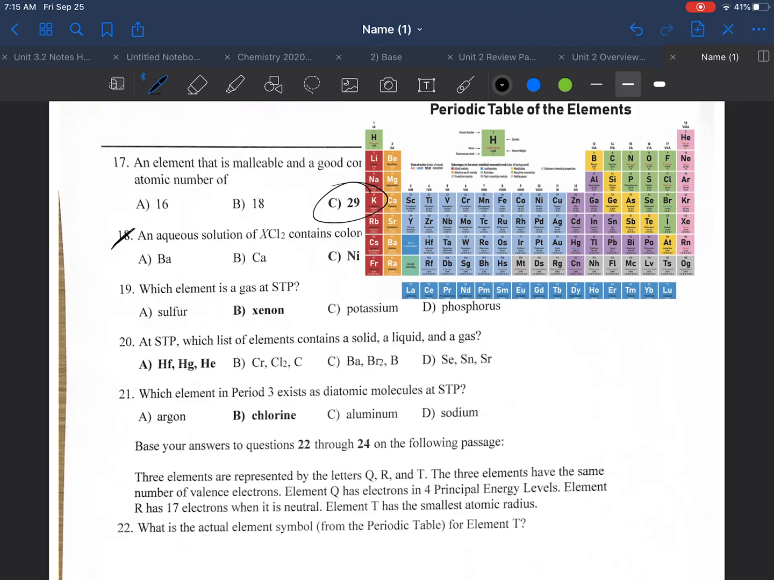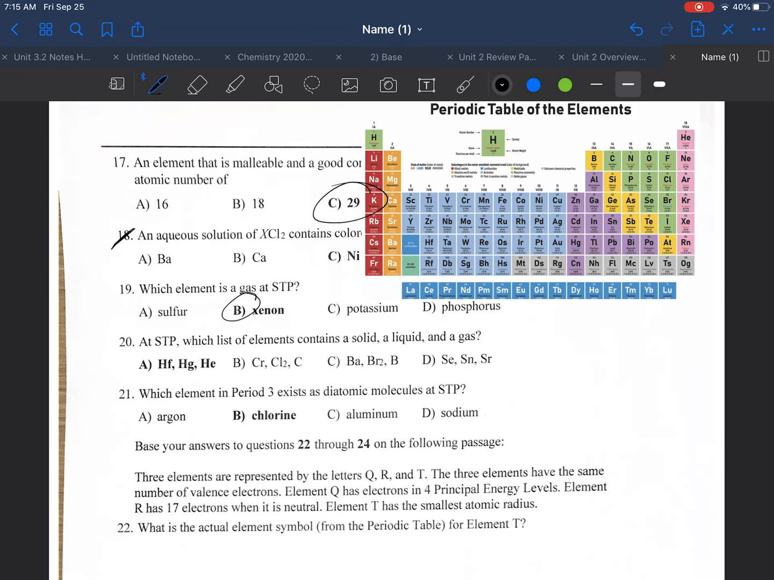Okay, which element is a gas at STP? So you'd have to remember the coloring on the periodic table on the front of the classroom. Remember that all the ones that are black are solids at STP, the ones that are blue are liquids, and the ones that are red are gases. So if we look, xenon is the only one that's a gas.